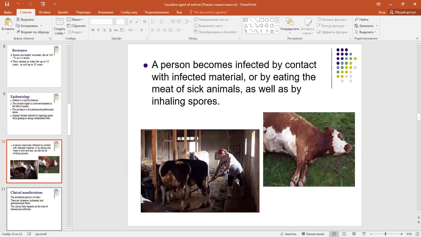And people who are far from these farm animals are infected by eating the meat of sick animals if it's not properly cooked, as well as by inhalation of spores, if they have to prepare some goods from the skin. So there are different transmission ways. Direct contact, then by food, eating of meat, and maybe inhalation of spores.